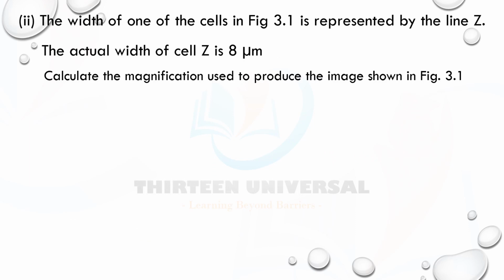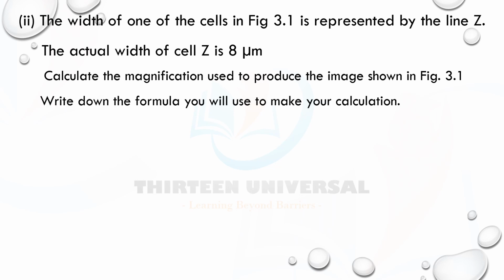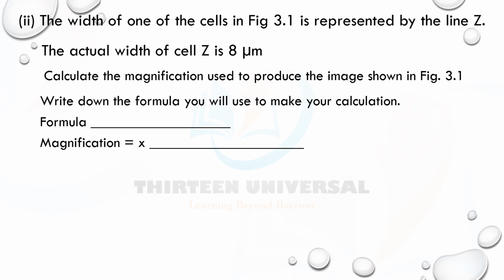It says the width of one of the cells in fig 3.1 is represented by the line Z. Okay, the actual width of line Z is 8 micrometers. Calculate the magnification used to produce the image shown in fig 3.1. Write down the formula you will use to make the calculation. All right, so this is magnification. Don't forget, guys, remember the formula of magnification. So magnification, write it out, is equal to what?